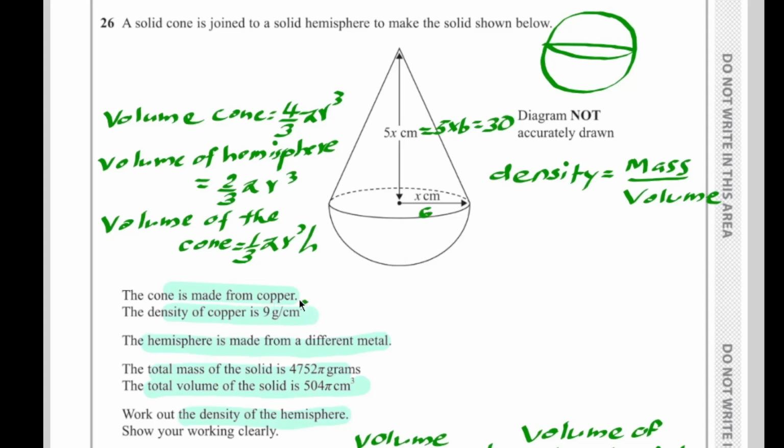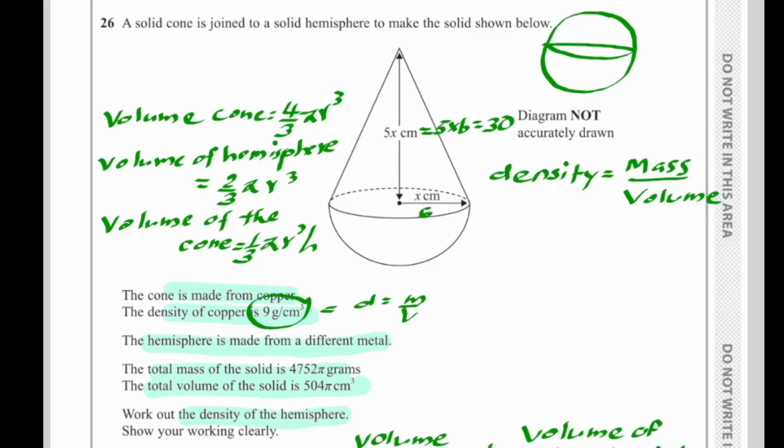Now we know that the density of copper is 9 gram per cubic centimeter. Right now we have what x is, but we still need to get the density of the hemisphere. To get it, we need to get what the mass is. For the copper, we have the density. So density equals mass over volume. For this cone, by multiplying density and volume, I can get the mass of the cone. To get the mass of the cone, I want to get the volume of the cone.